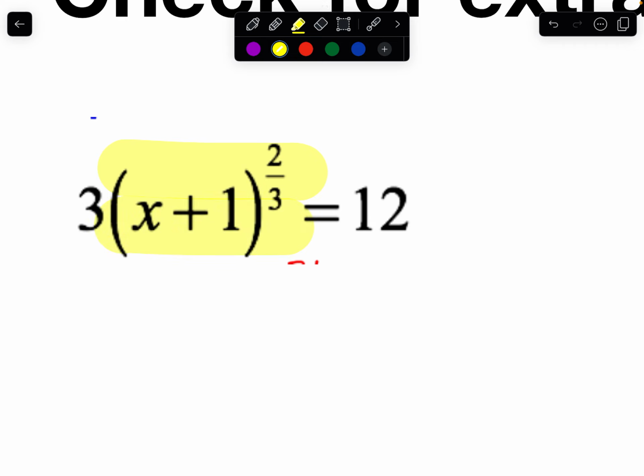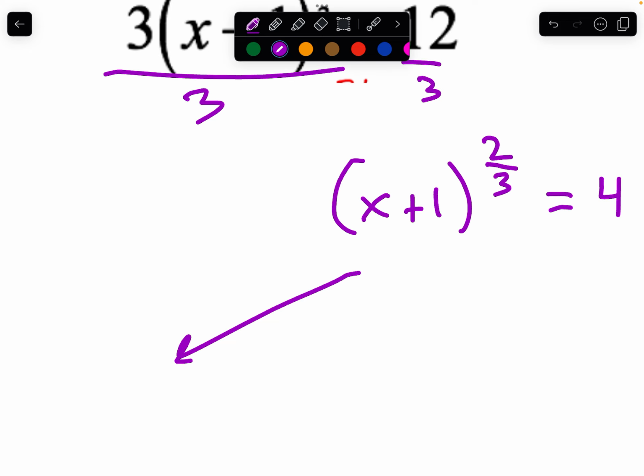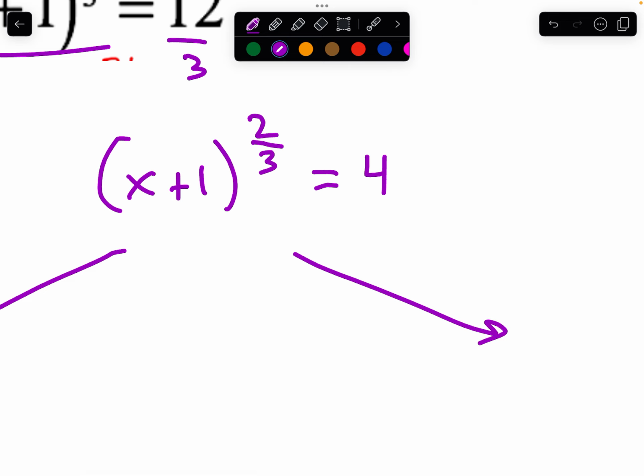Now we kind of have two different approaches to how we go about solving this, but either way the first step is still to isolate that radical expression, which means we're going to want to divide by 3 on both sides. So then we'll have x plus 1 to the power of 2/3 equaling 4. And from here we kind of have two choices. So I'm going to go kind of two branches here.